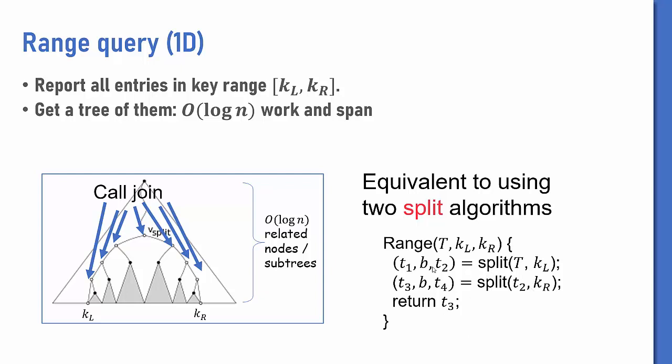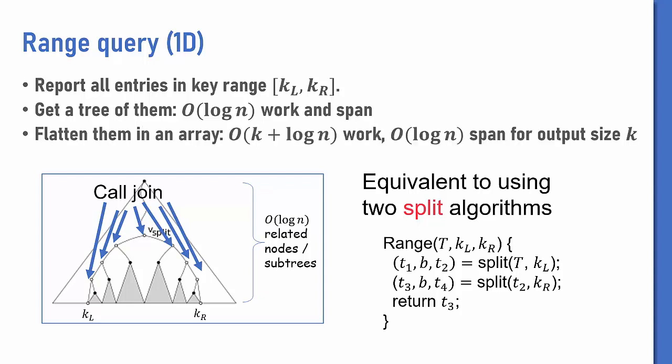So we can extract the range in order of log n time to get the tree as an output without traversing all the elements in the output. So it's sublinear. If we want to flatten the result into an array, we can just call the to-array algorithm we've just seen, and this needs another order of k work for output size k.